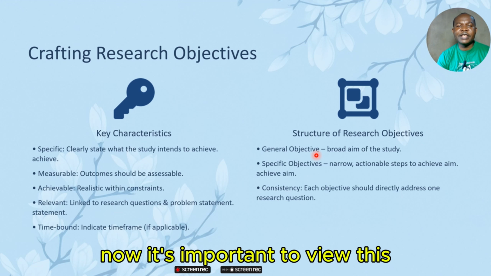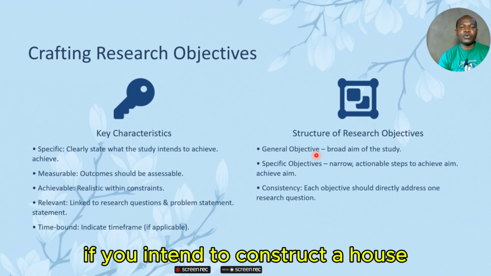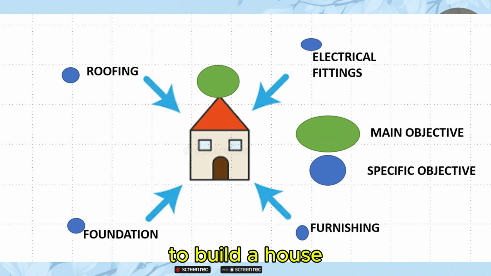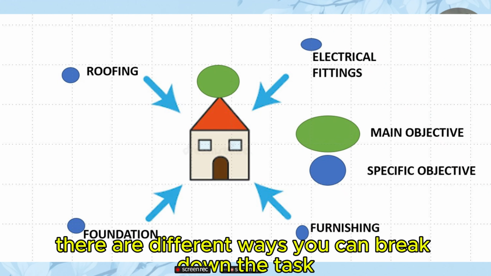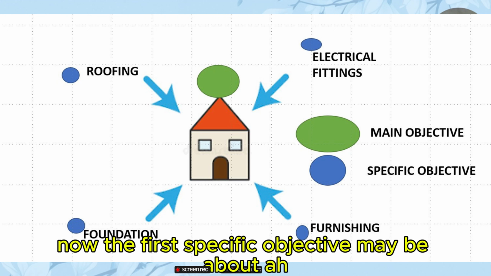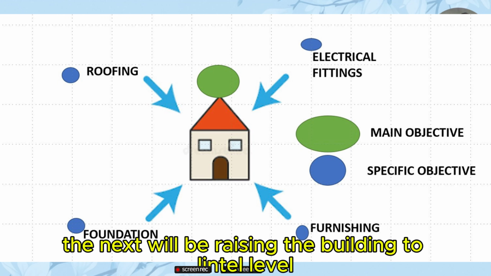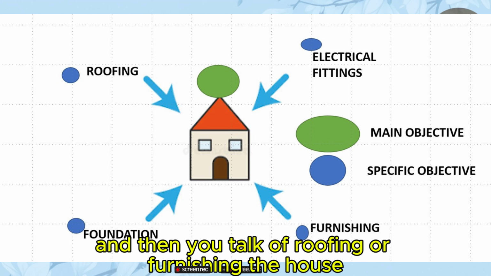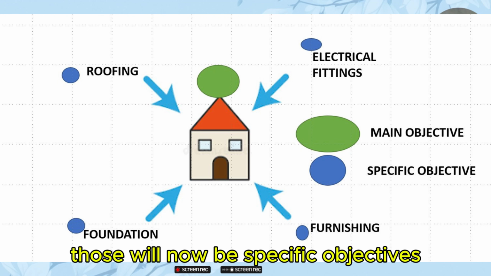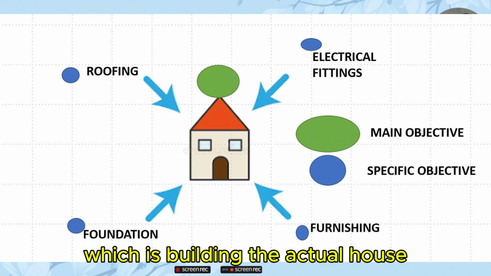Now, it's important to view this like intending to build a house. If you intend to construct a house, there are different ways you can break down the task. So building the house is the main objective. Now, the first specific objective may be about working on the foundation. The next will be raising the building to lintel level, and then you talk of roofing or furnishing the house. Those will be specific objectives to achieve what? The main objective, which is building the actual house.